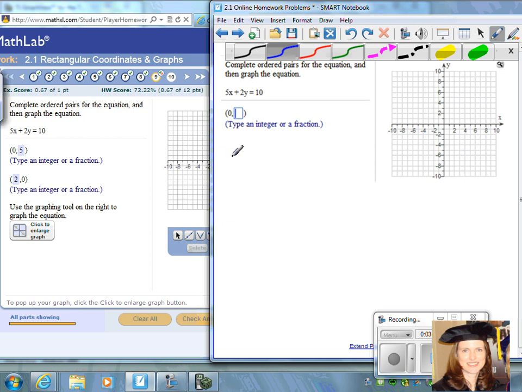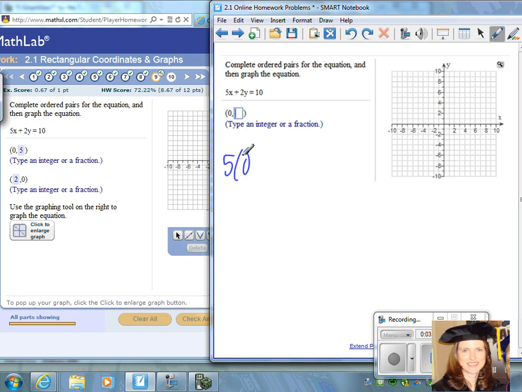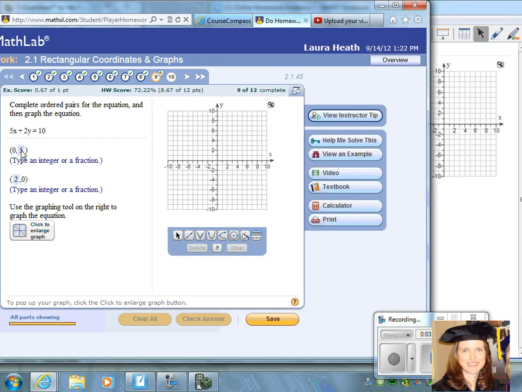When we take the equation and replace the x in the original equation with 0, oops, that should have been a plus sign, sorry, equals 10, and we simplify this, so we get 2y equals 10, and then divide by 2, we get y is equal to 5. So that's the value that goes into the first space provided.